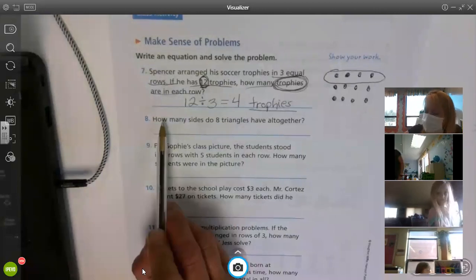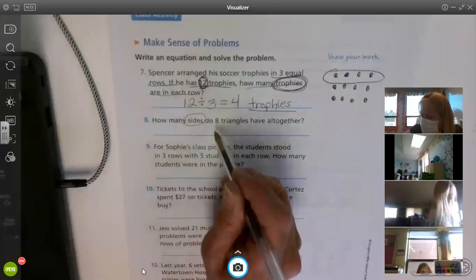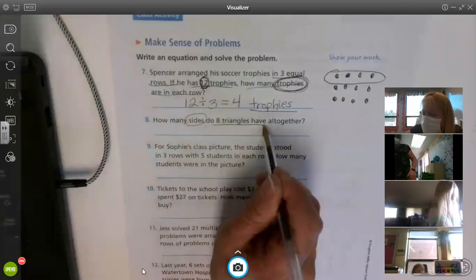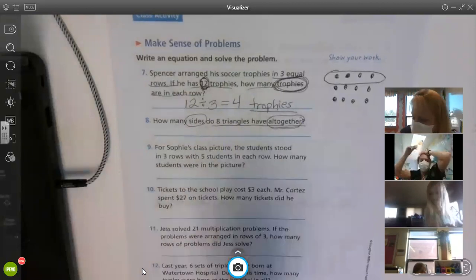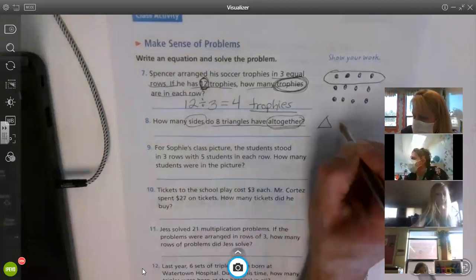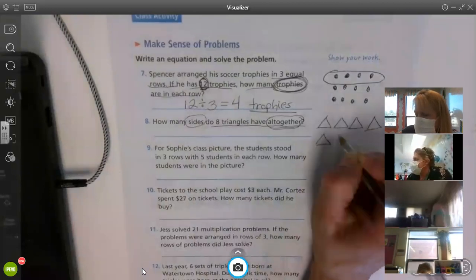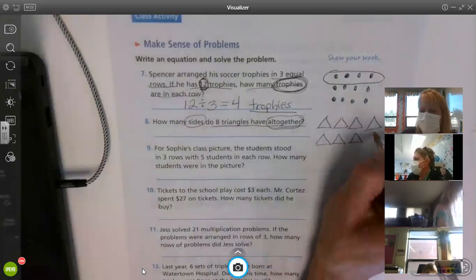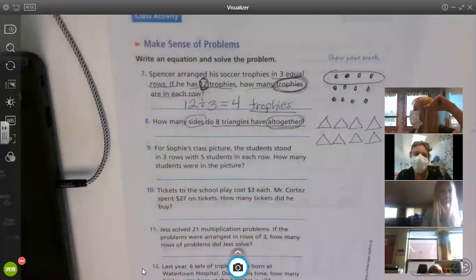How many sides, there's our unit, sides, do 8 triangles have all together? Keyword. So I'm picturing 8 triangles. 1, 2, 3, 4, 5, 6, 7, 8. I have 8 triangles. I want to know how many sides we have all together. Am I going to multiply or am I going to divide? Show me on your fingers at home. Show me here in person.